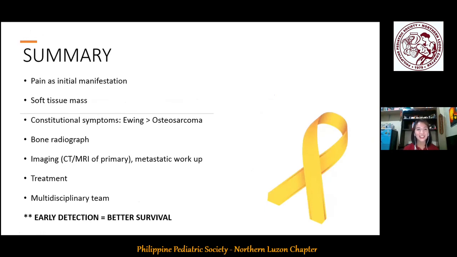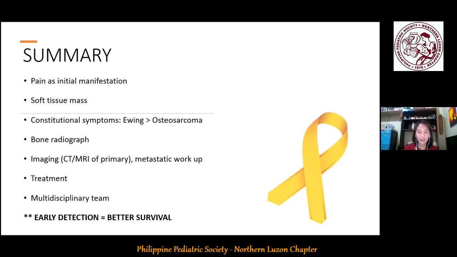Okay, so this is my last slide. In summary, both tumors, osteosarcoma and Ewing sarcoma, may manifest as pain initially. We may see a soft tissue mass, and constitutional signs and symptoms are more frequent with Ewing sarcoma than osteosarcoma. The first diagnostic test to arouse suspicion for a primary bone tumor is a plain radiograph of the affected area. And a radiographic suspicion of bone malignancy should prompt quick referral to a cancer center for multidisciplinary care. So you should do imaging of the primary site, as well as a metastatic workup. For your treatment, we can do chemotherapy, local control, and radiation therapy for Ewing sarcoma.